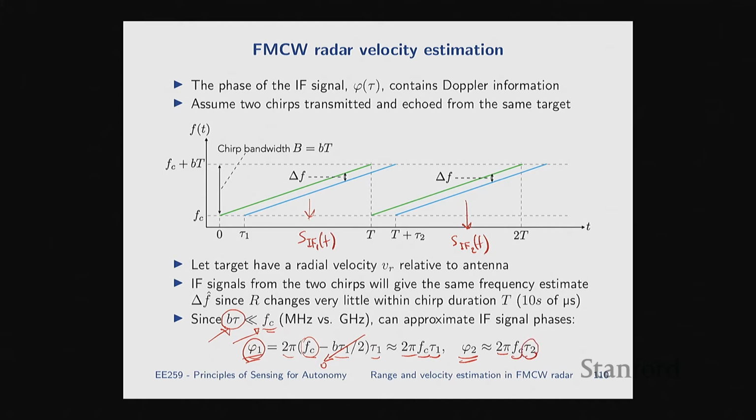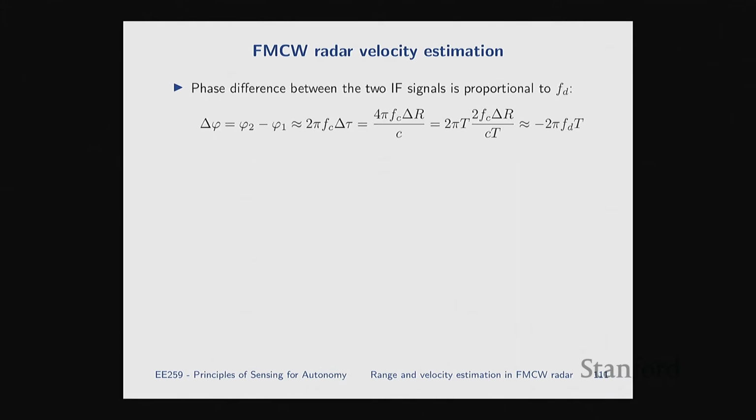Okay, so now let's look at the phase difference between these two IF signals. I'm going to subtract the phase of the first IF signal from the phase of the second IF signal and see how much between the two chirps the phase of the signal we receive has changed. So that delta phi, phi 2 minus phi 1, let's plug in. It becomes 2 pi times carrier frequency times delta tau. And what is delta tau? That's just delta range divided by c.